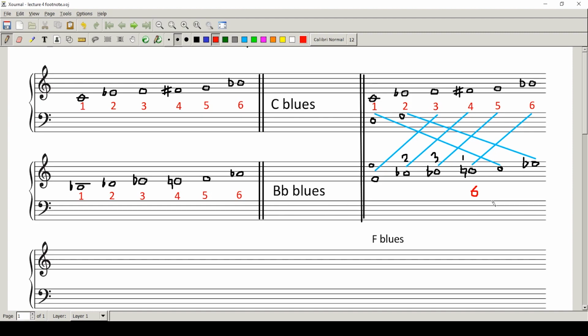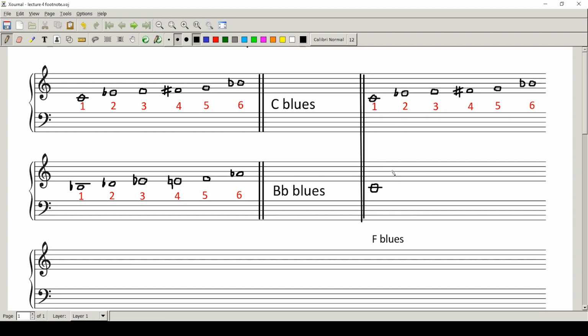So let me write this out in a different way. Instead of writing it out with all these crossing lines, let's just remember the fact that C should stay C. I'm going to select all of this, erase it, and write out essentially a mode of the F blues scale. The F blues scale, but treating C as the starting point. All right, so C will stay C.